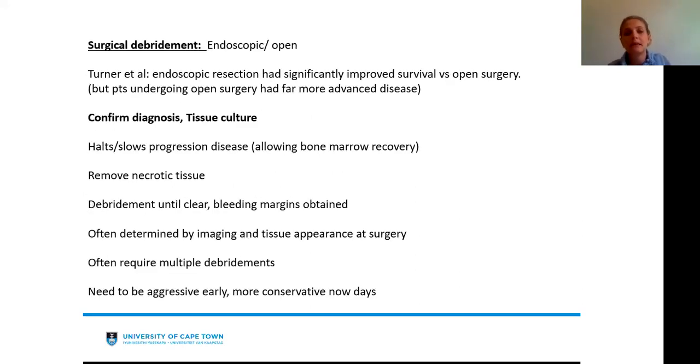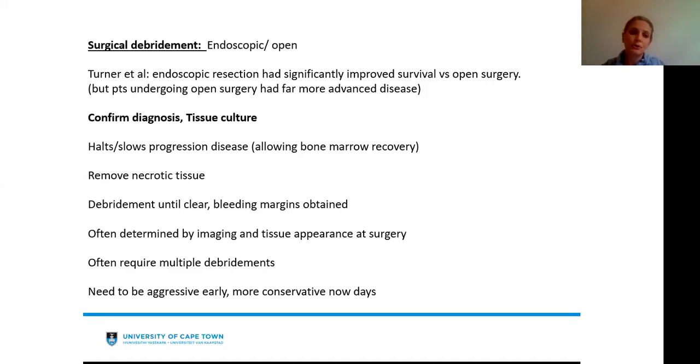Surgical debridement can either be endoscopic or open. Endoscopic resections, according to one review, had significantly improved survival versus open surgery. But these patients that were undergoing open surgery also had far more advanced disease. For surgical debridement, it's really to do 2 things. You have to try and confirm the diagnosis, and you want to obtain a tissue culture. By debriding, it actually slows the progression of disease, and that may allow some bone marrow recovery in some patients.